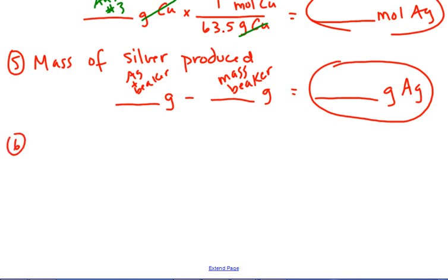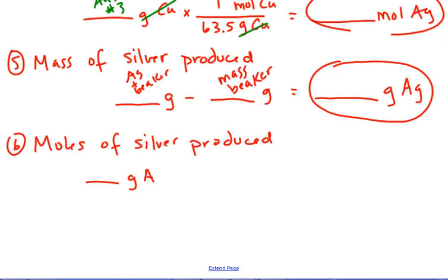All right, number 6, we're going to find the moles of silver produced. To do this, you're going to start with your grams of silver. That's your answer from number 5. This is a molar mass conversion. So grams of silver goes in the denominator. Moles of silver goes in the numerator. 1 mole of silver from the periodic table is 107.9 grams.